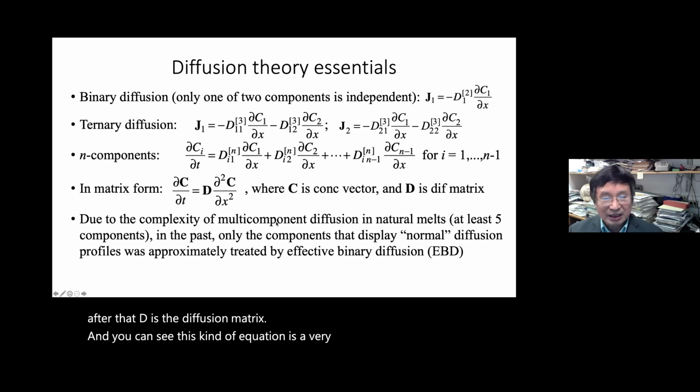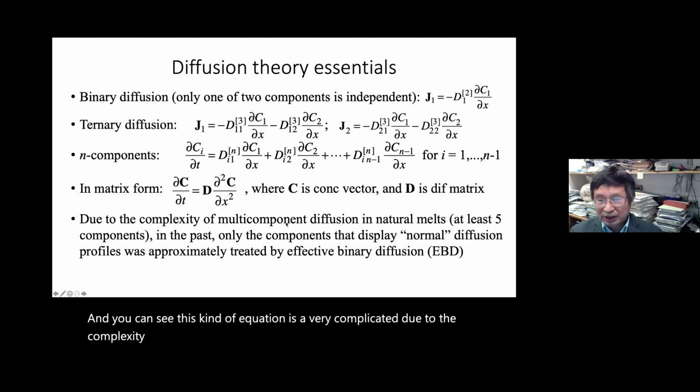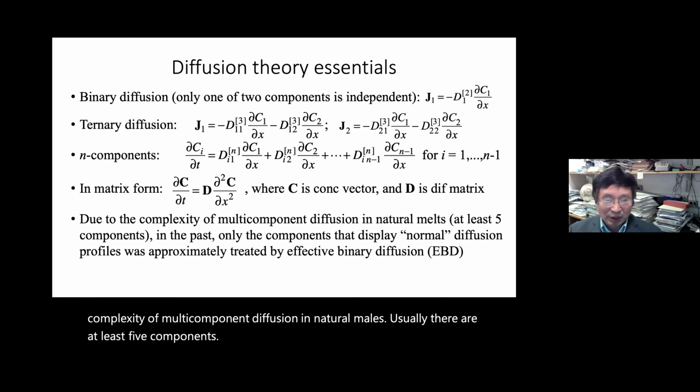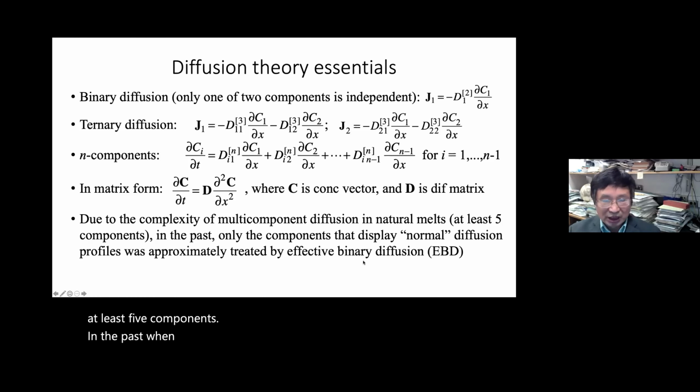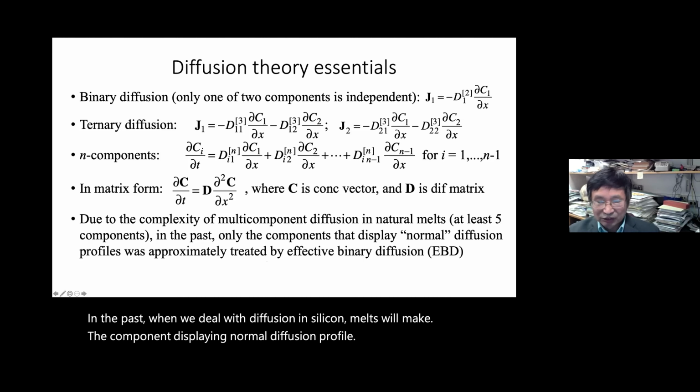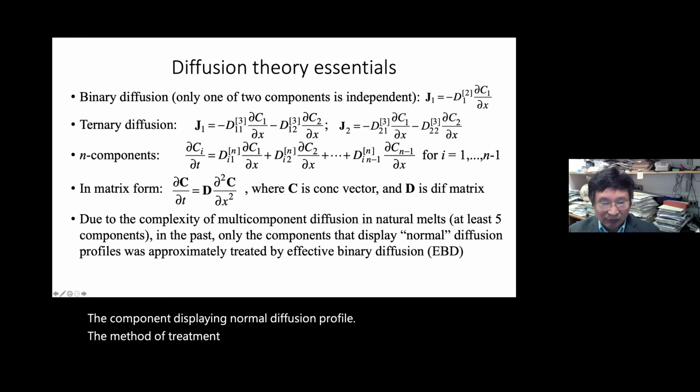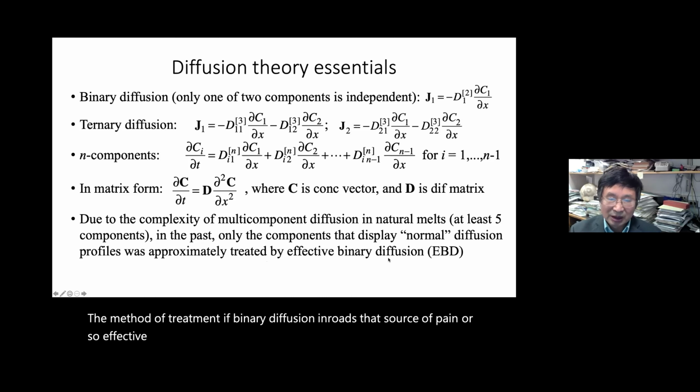Due to the complexity of multi-component diffusion in natural melts, where usually there are at least 5 components, in the past, when we dealt with diffusion in silicate melts, we only treated components that display normal diffusion profiles. The method of treatment is effective binary diffusion. In minerals, that's also the same, effective binary diffusion. Only in rare cases would multi-component diffusion be considered.